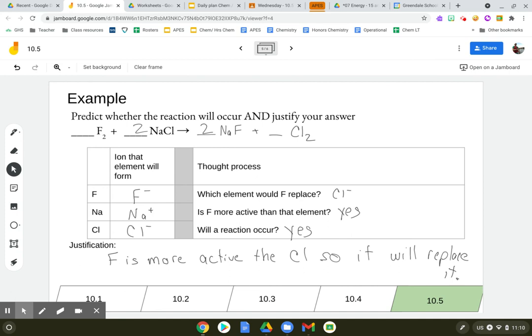So I'm comparing fluorine and chlorine on our activity series. And of all four of those nonmetals, fluorine is the most active. And if you look at the periodic table, you'll notice they're in the same order as they are on the periodic table from the top to the bottom. Again, you can see a tie back to periodic properties. So this one will occur because fluorine is more active than chlorine, so it will replace it. And that is the activity series, and you can work on that last worksheet.